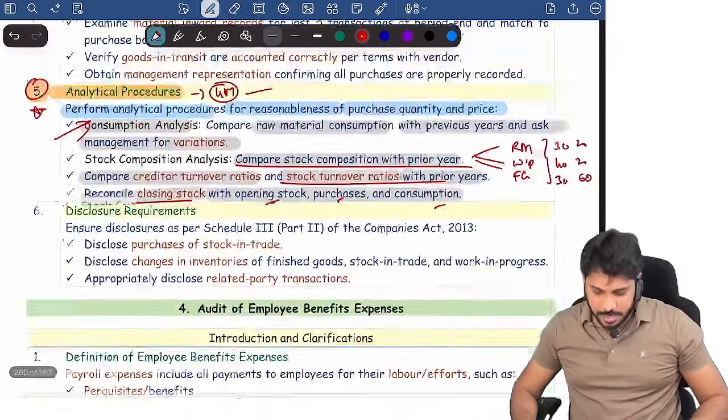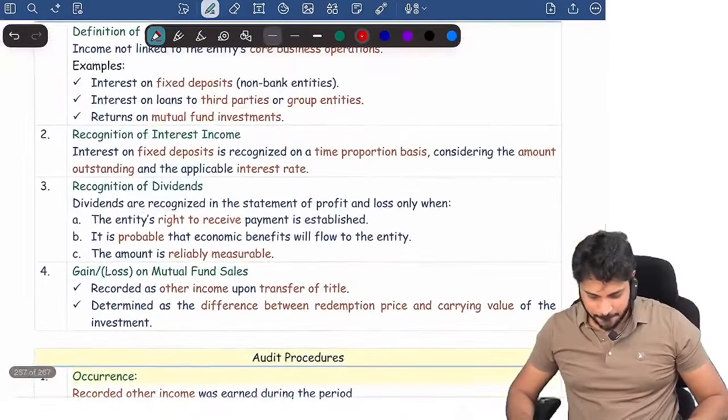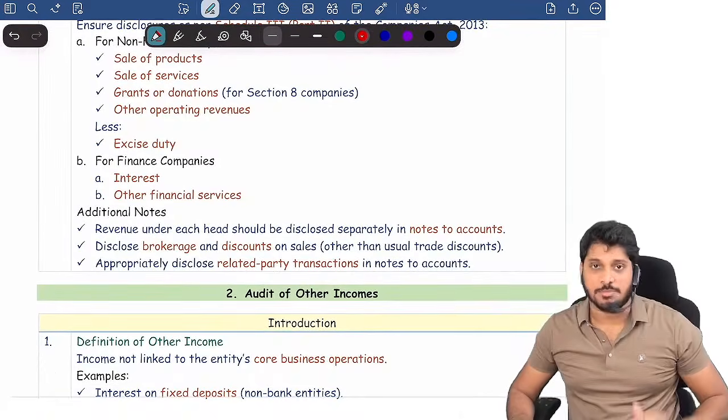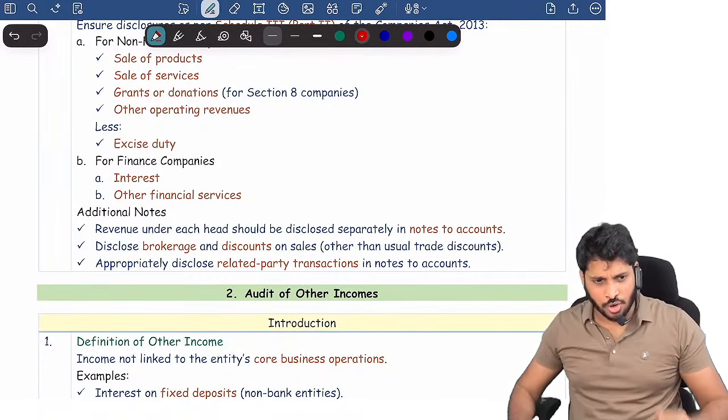So this is regarding purchases, guys. Important points I have covered. Next, I will go with incomes. How to do audit of incomes.